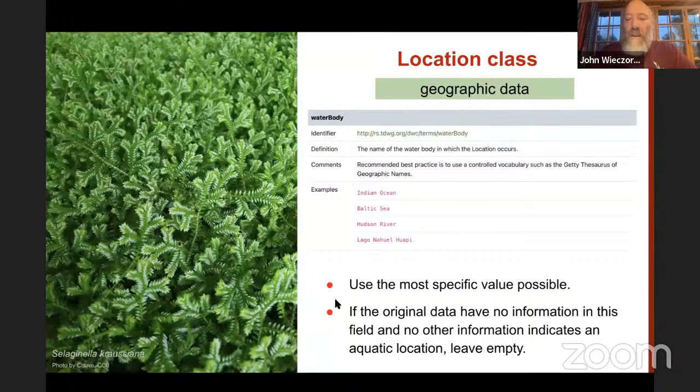And if the original data have no information in this field and no other information indicates that the place or location was aquatic in any way, we want the water body to be left empty.